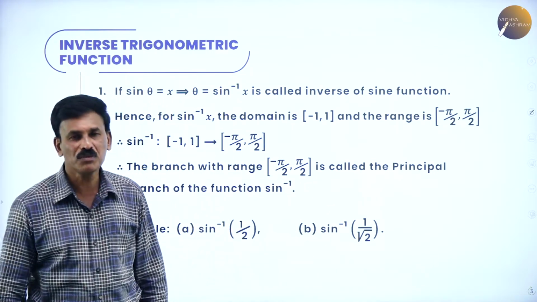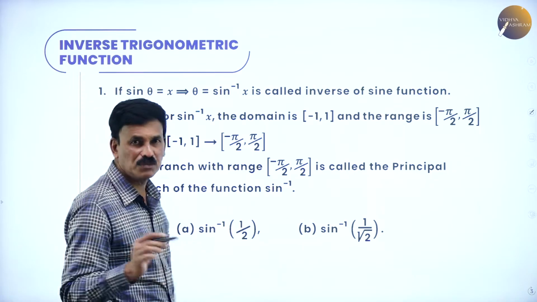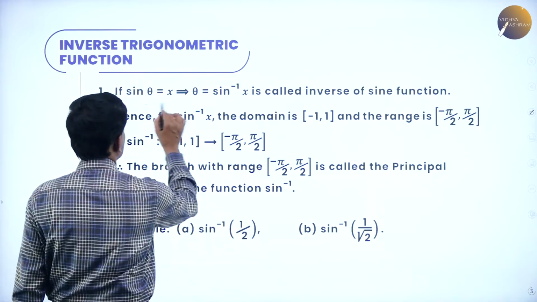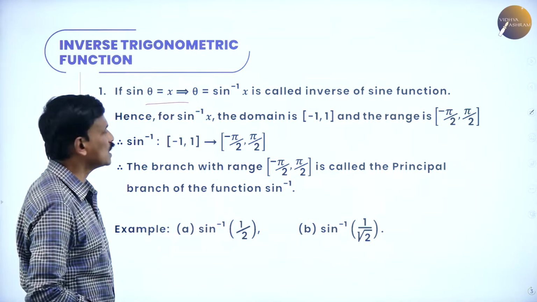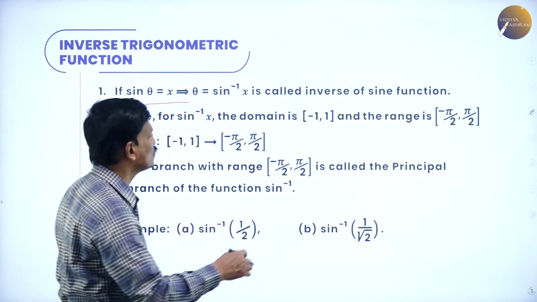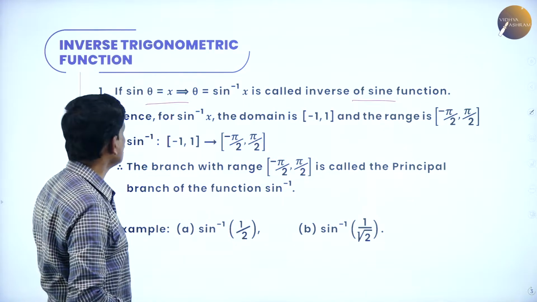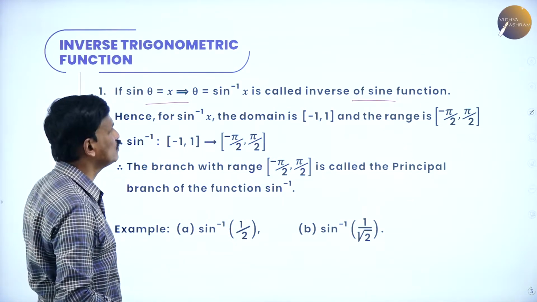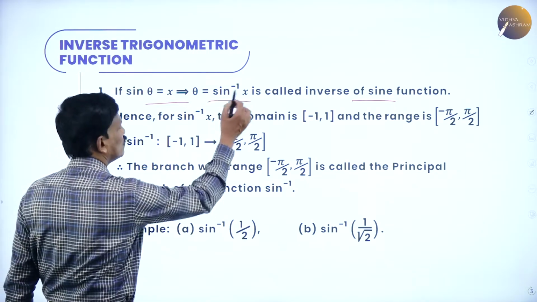You might have been familiar with inverse trigonometric functions. Let me explain in brief. Now, if sin theta is equal to x is a one-one and onto function, then theta is equal to sin inverse of x is called the inverse of the sine function. So, if sin theta is equal to x, which implies theta is equal to sin inverse of x, it is called the inverse of the sine function, denoted as sin inverse x.